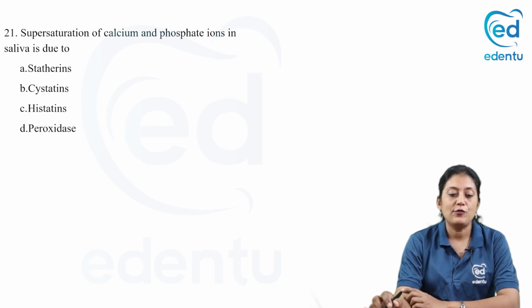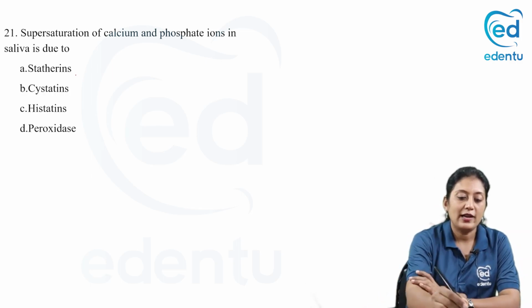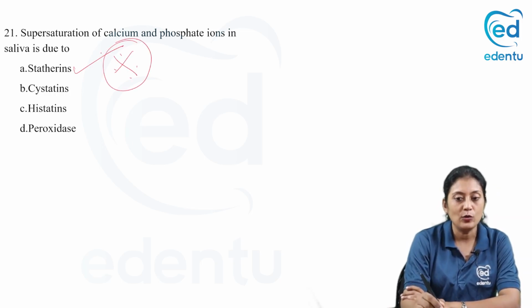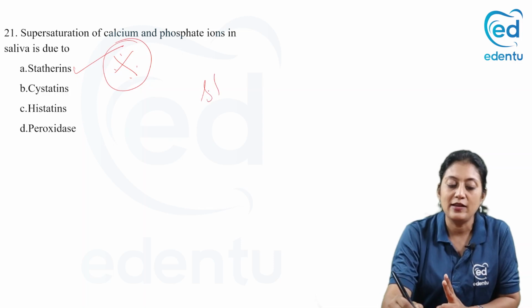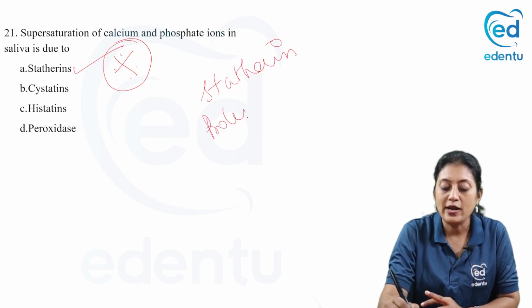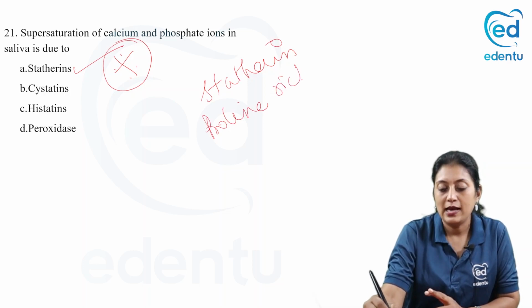Supersaturation of calcium and phosphate ions in the saliva is due to which component? So the right answer is statherin. This is again a very frequently repeated question for you. There are two components in saliva which help in supersaturation of calcium and phosphate. One is statherin, the other one is PRP, proline rich protein.